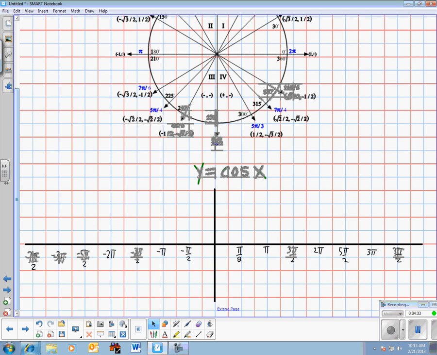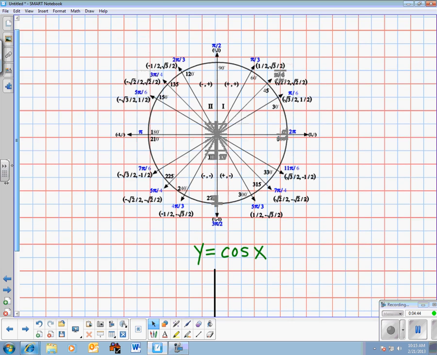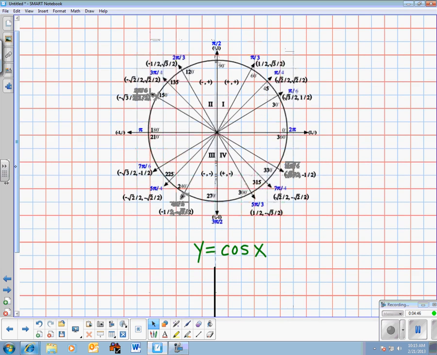There's not much difference here, except instead of saying 90 degrees, I'm going to say pi over 2, and instead of saying 180 degrees, I'm going to say pi, and so on. The only other difference is that our graph is going to be offset by 90 degrees. Your sine graph started at 0, right here, that little 0 right there.